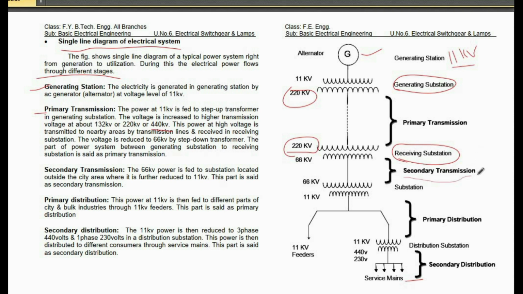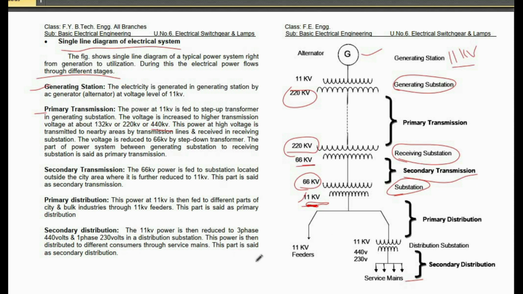Then in the secondary transmission system, that 33, 22, 66 kV voltage is transmitted up to the substation, and that is fed to the step down transformer. Again, that 66 kV, 33 kV or 22 kV voltage is stepped down to 11 kV. Then that 11 kV power is reduced to 3-phase 440 volt and single phase 230 volt.